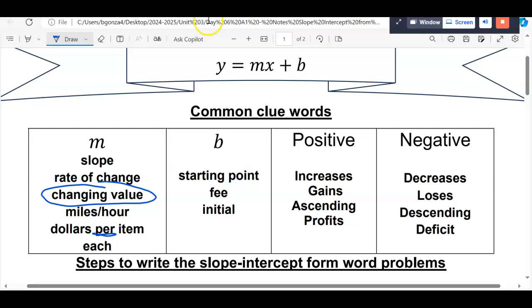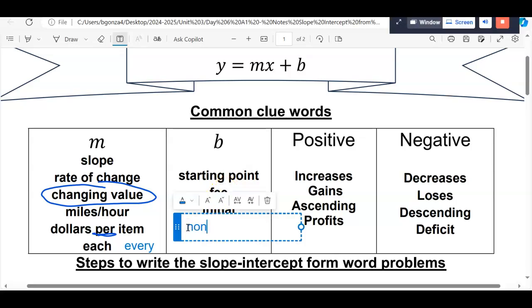Another changing word is each, and I want you to write this down. Another changing word is every, okay? So per, each, every, those are changing words. If it looks like it's a changing amount, that's the m, the slope. Now b is the starting point, the starting amount. It's the fee, it's an initial value, or it's the non-changing amount. It's not changing.